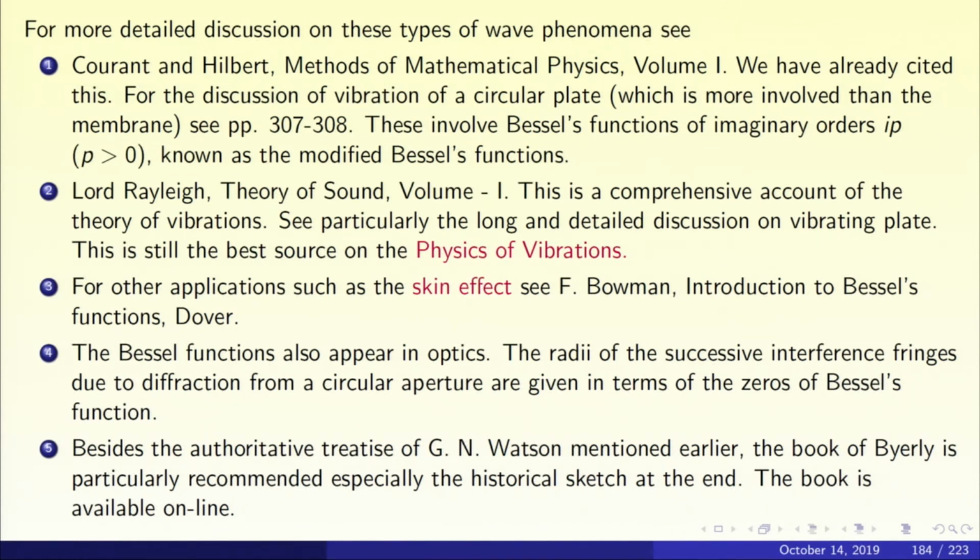And there are also applications of Bessel's functions to skin effect. When you see electrical current passing through a long cylindrical coaxial wire, the outer layers of the wires get heated up and not the inner layers. This is called skin effect. So, for that I refer you to the small book by Frank Baumann, Introduction to the Bessel's function. The Bessel's function appear in optics. The radii of the successive interference fringes due to diffraction from a circular aperture are given in terms of the zeros of the Bessel's function.